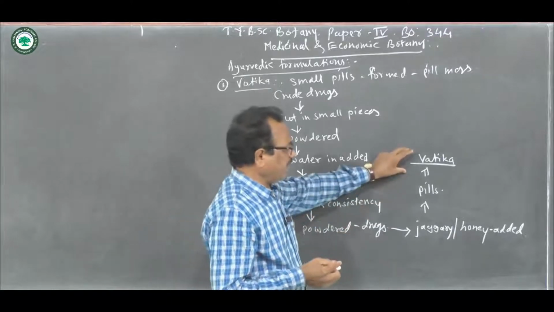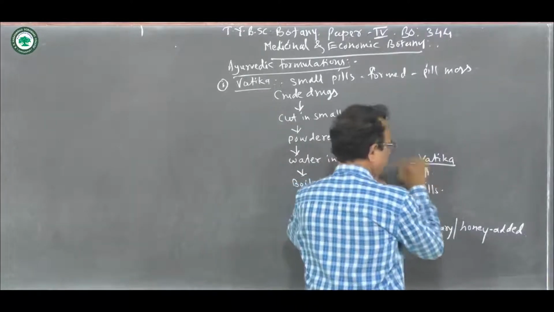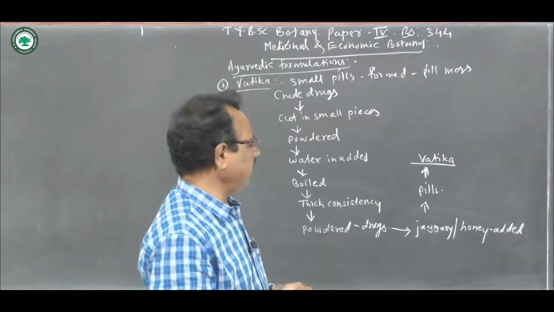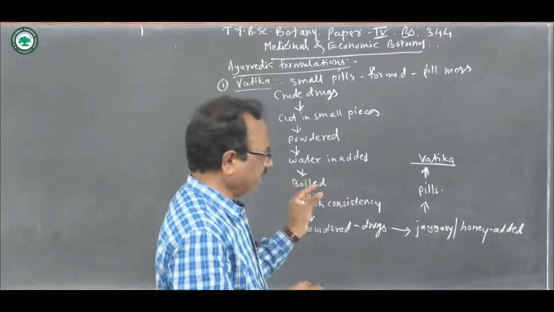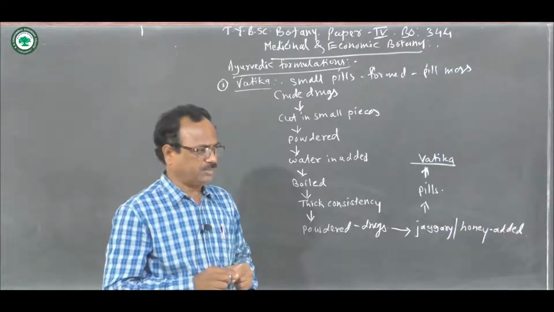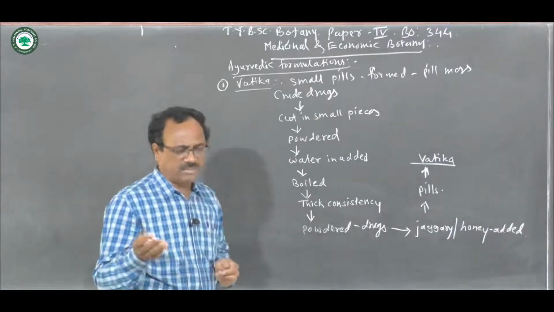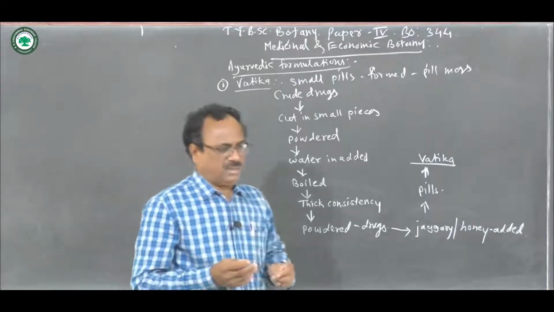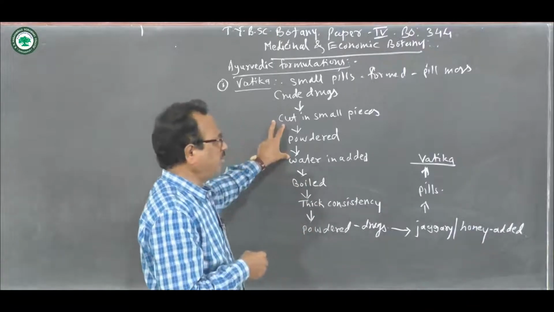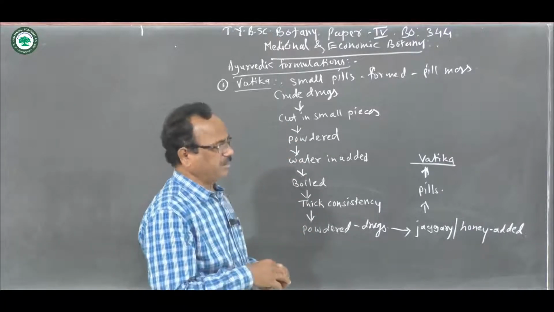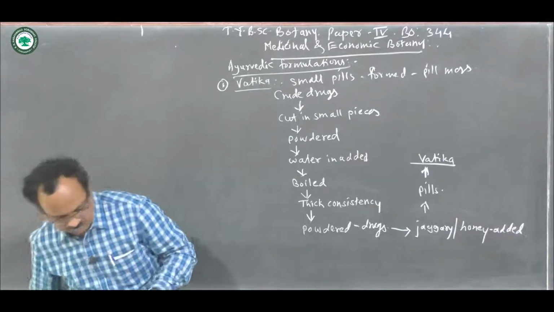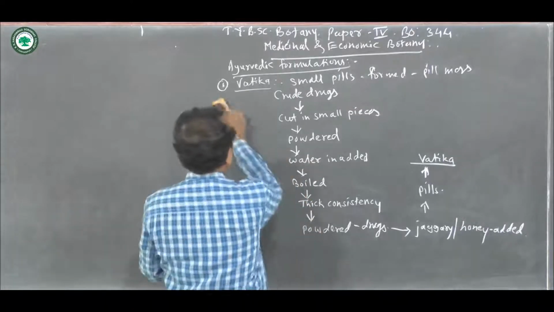These small pills are very effective for curing different types of diseases. Thus this Vatika is nothing but small pills prepared from the crude drugs. There are so many types of Vatika present in Ayurvedic medical shops, which are used for different purposes or to cure different types of diseases. So this is the first Ayurvedic formulation, that is the Vatika.